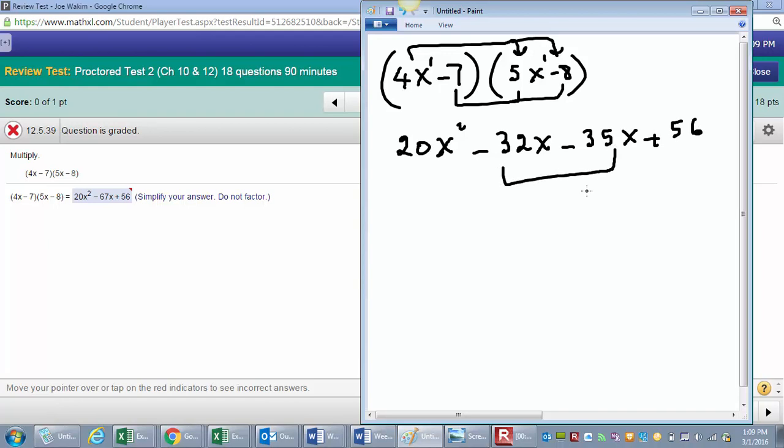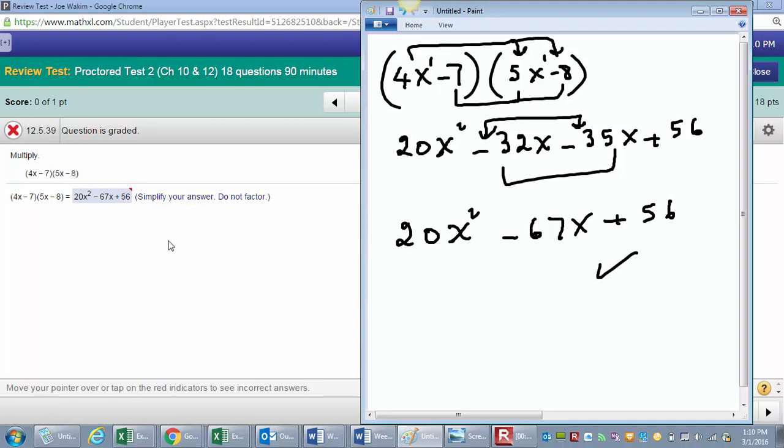These two are called like terms. We can combine them. So the final answer would be 20x squared minus 67x. And the reason is because like signs we add. You lost $30 and then you lost $35. Your total loss is 67x plus 56. That would be the final answer.